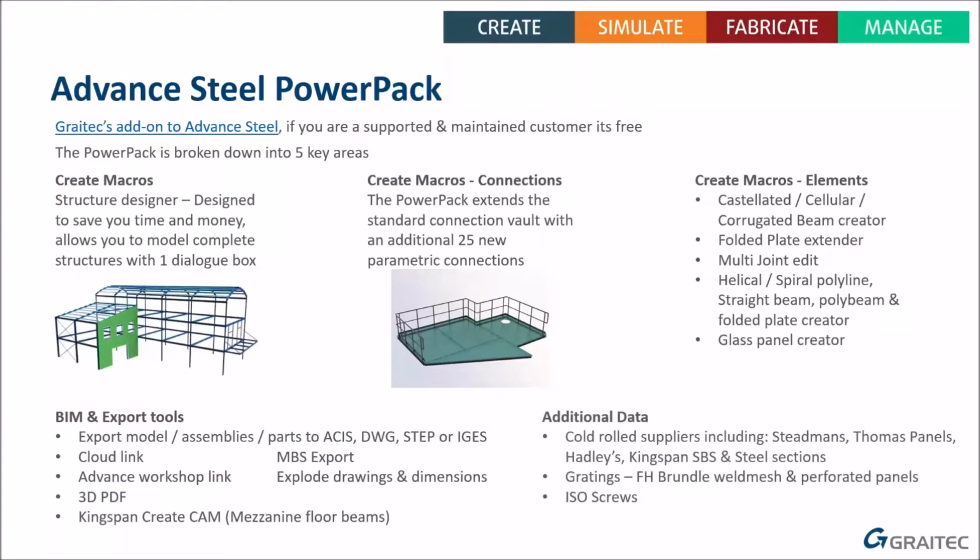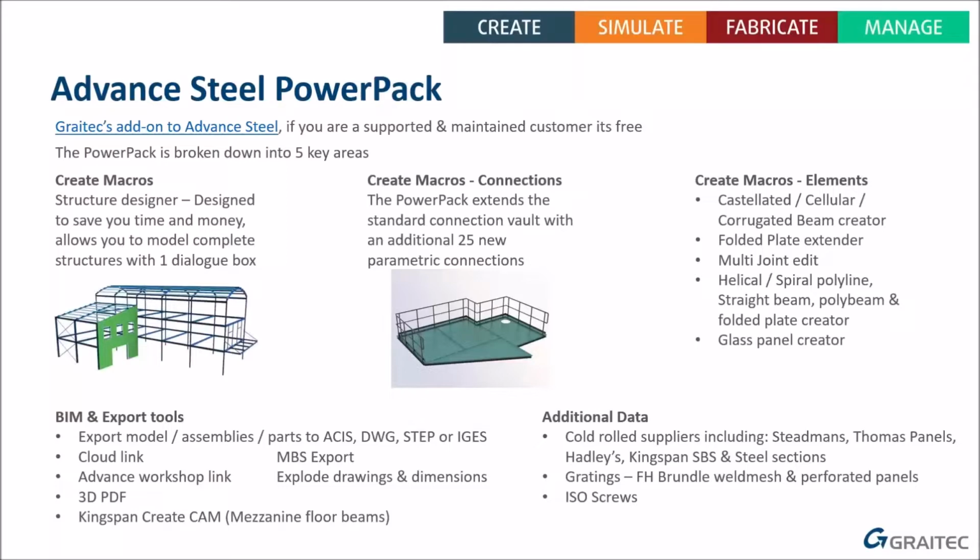And then the bit that most people don't see is the additional data that we put in with the PowerPack. So we have updated some cold roll suppliers, such as Stedman's, and some Kingspan SBS steel sections. We've added a whole new supplier called Thomas Panels via the PowerPack. There's some grating sections in there. There's lots of screws and anchors in there. So that's all part of the PowerPack.